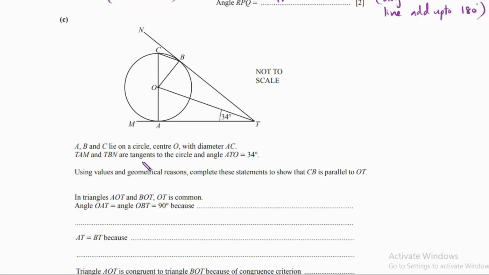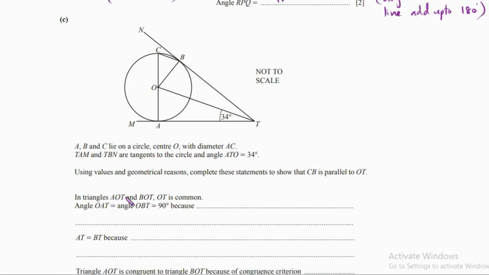In this question, A, B, and C lie on a circle, center O with diameter AC. So this AC is the diameter. TAM and TBN are tangents to the circle, and the angle ATO is equal to 34 degrees. That's already marked in the diagram. Using values and geometrical reasons, complete the statements to show that CB is parallel to OT. So this line CB is parallel to OT. We need to prove that those 2 lines are parallel.